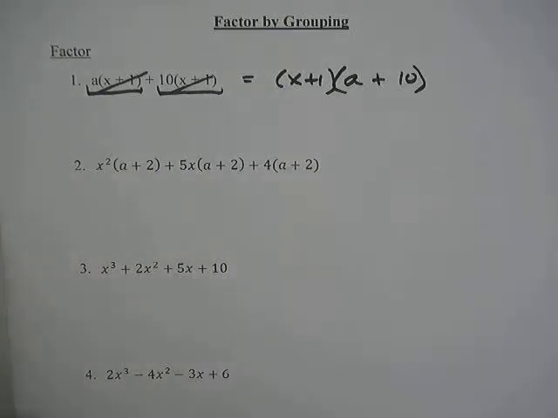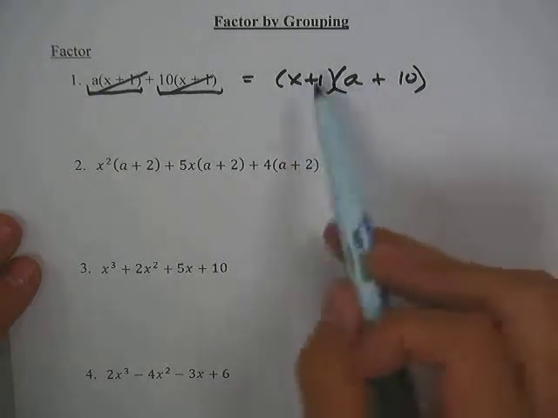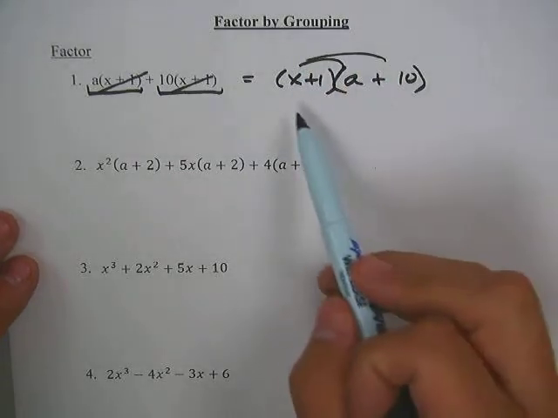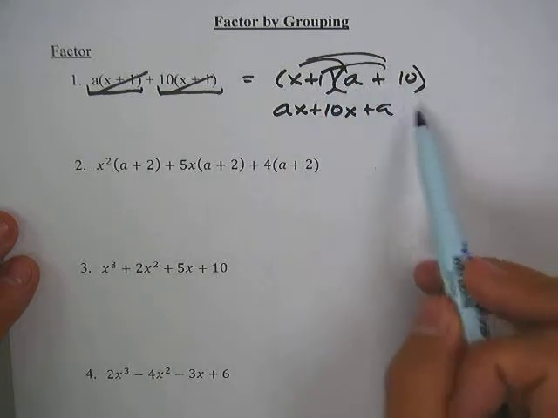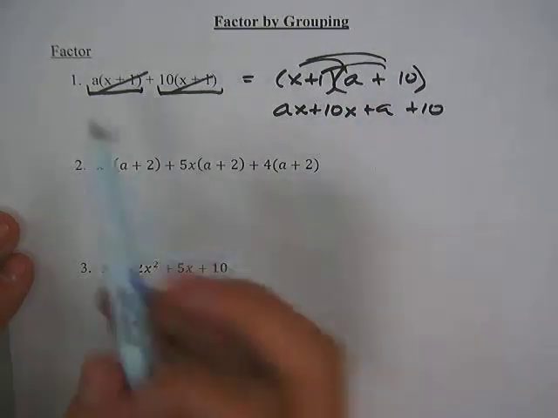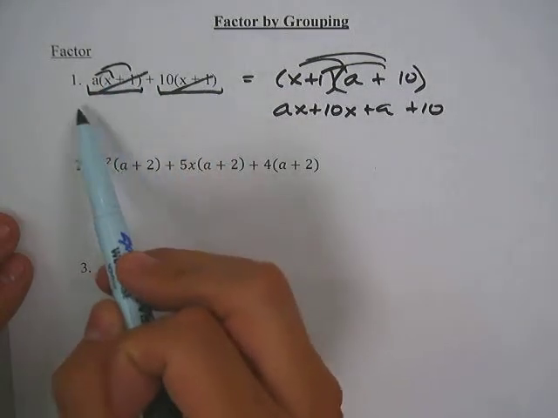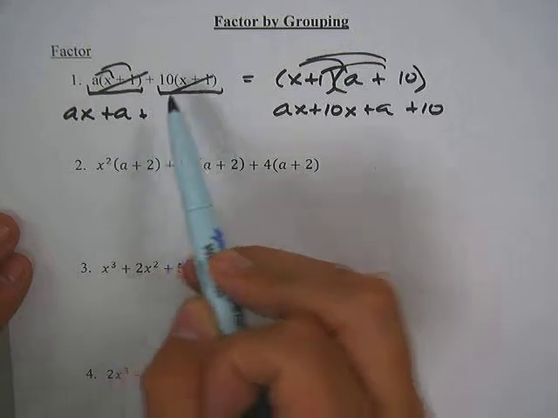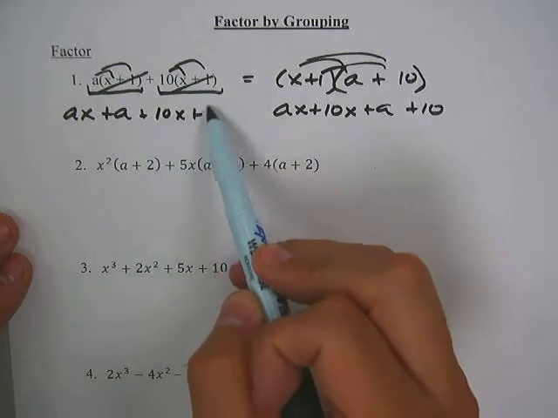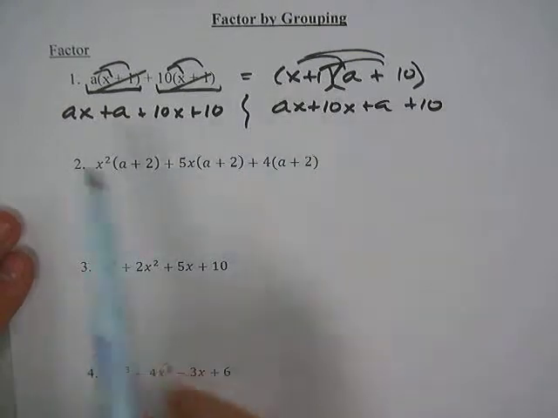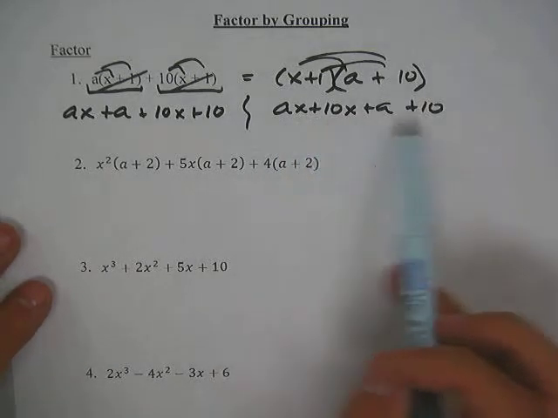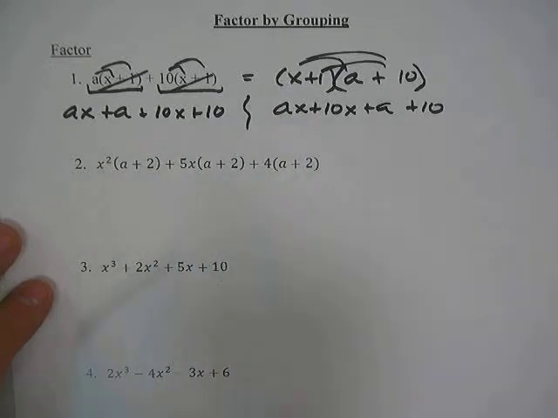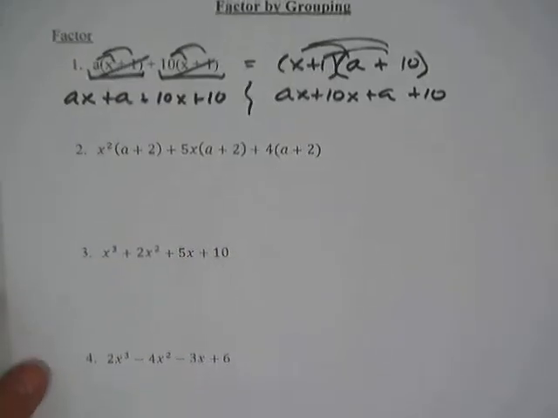Now you might be thinking, well, is that really the same thing? Well, sure. If I were to FOIL all this, so if I were to distribute, I'd get ax plus 10x. Here I'd get a, and here I'd get 10. Okay. Over here, if I were to distribute, I'd get ax plus a, and here I'd get 10x plus 10. Okay, while the order is different, it doesn't make a difference. Remember, commutative property of addition says order doesn't make a difference in addition. But we essentially had the same thing. Okay, so these are identical to each other.